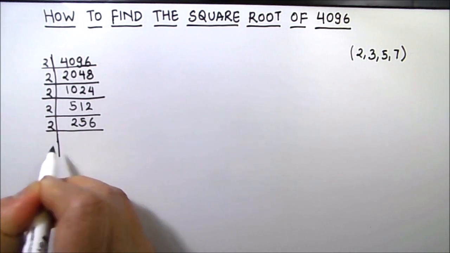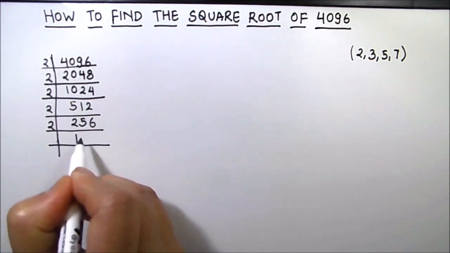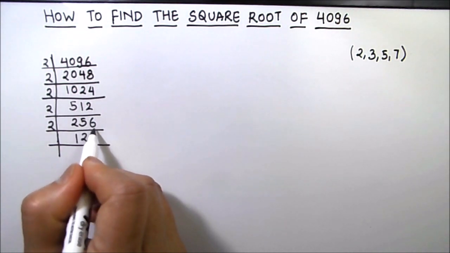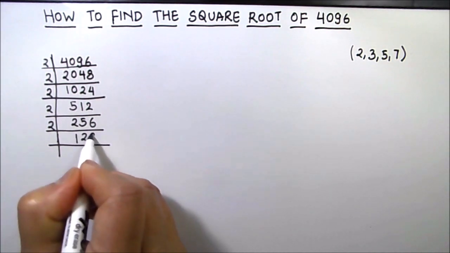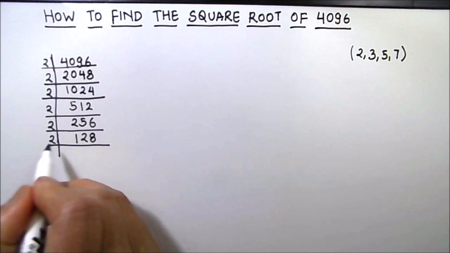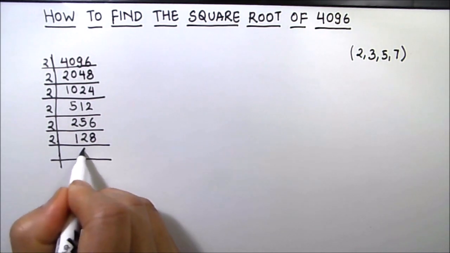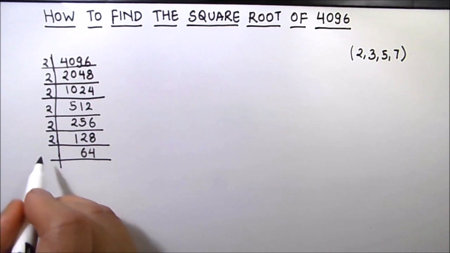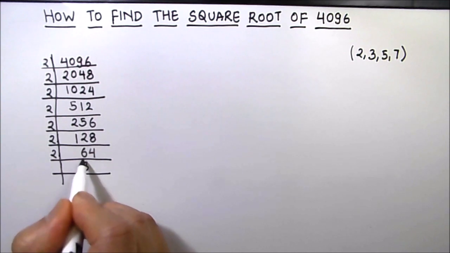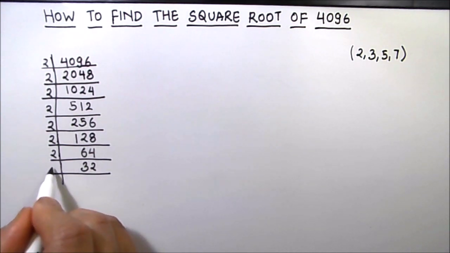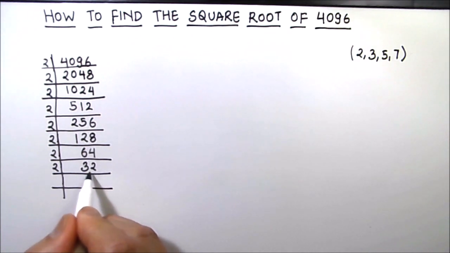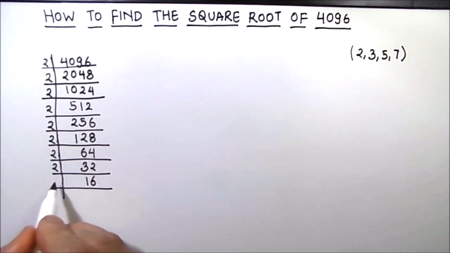Next we'll divide by 2 again. So 2 times 1 is 2, 2 times 2 is 4, 1 will be carried over to the next digit, so this becomes 16. So 2 times 8 is 16. This is again an even number, so it is divisible by 2. So 2 times 6 is 12, and 2 times 4 is 8. 2 times 3 is 6, and 2 times 2 is 4. 2 times 1 is 2, and 1 will be carried over to the next digit, so this becomes 12. So 2 times 6 is 12.